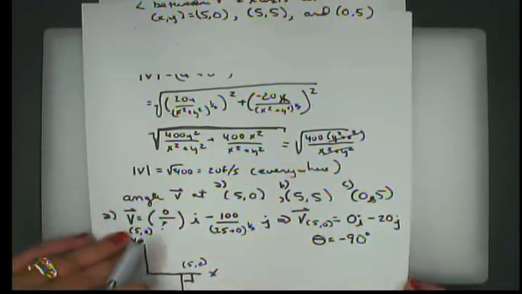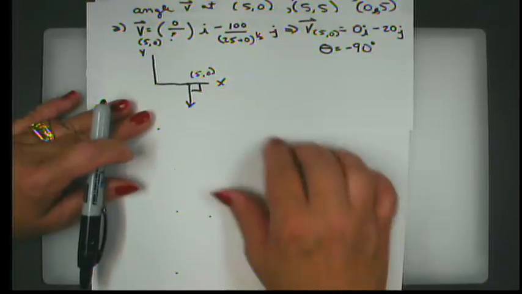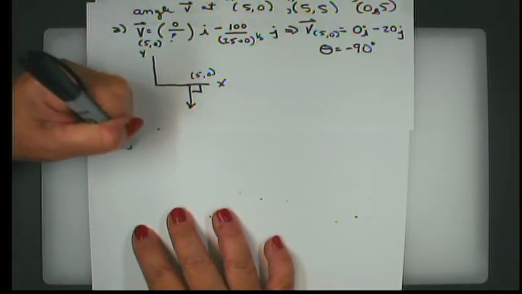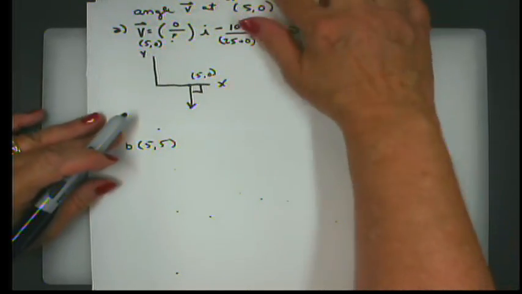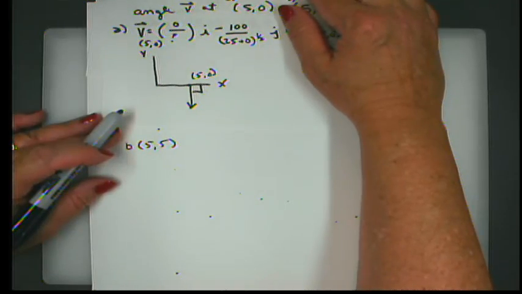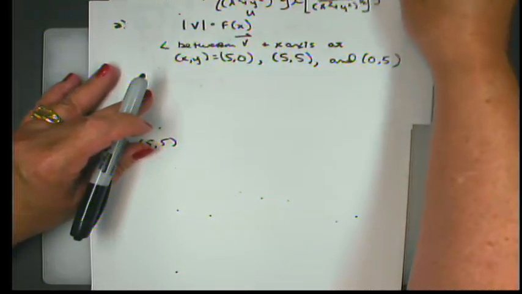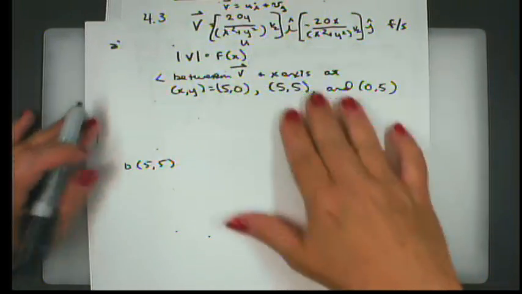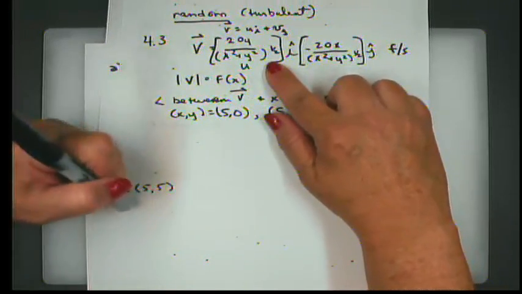Okay, let's do the same thing. I'm going to use the same graph again. I don't want to redraw my XY axis, but I'll go ahead and use my other 2 points. B, I want to know what it is at 5 and 5. So if I go back to my original equation, which is right here, I like to get everything on the screen. Okay, so I want to get my velocity here.